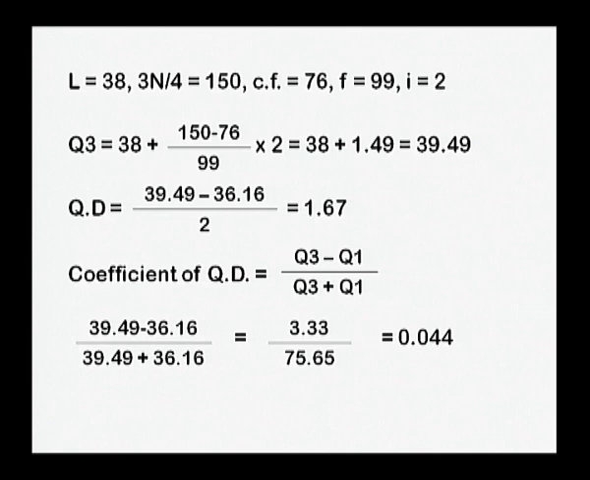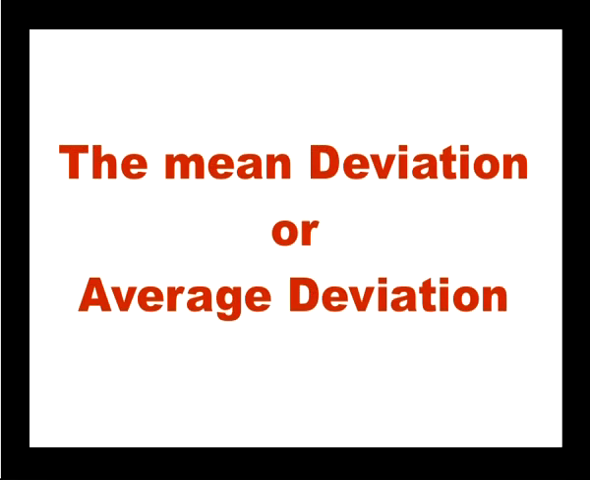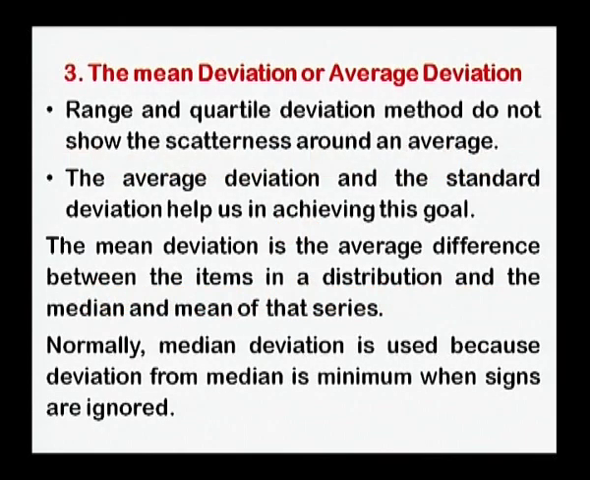Dear friends, we have discussed this problem in relation to determining quartile deviation or interquartile range. Now, we proceed to discuss the third method for measurement of dispersion. This is the mean deviation or average deviation.